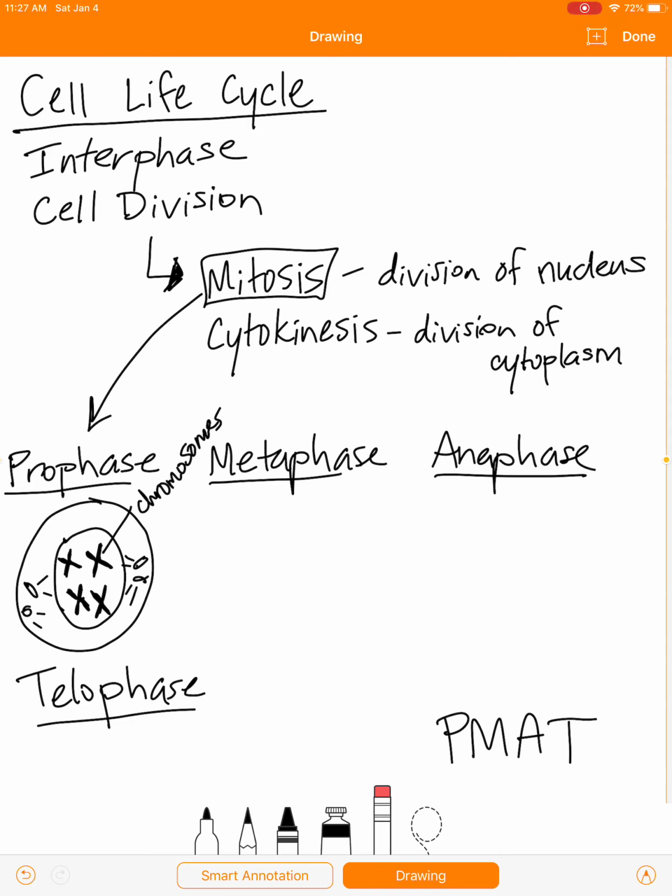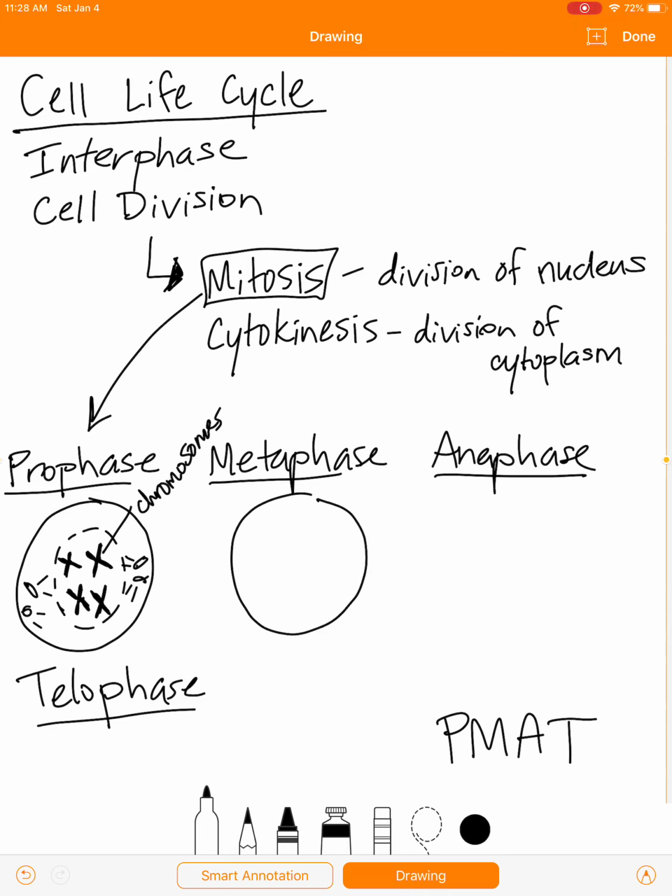Another thing that will happen is the nuclear envelope, which helps separate the inner contents of the nucleus from the outside, will start to degrade or break down. The reason for that is we need the spindle fibers to be able to reach those chromosomes in order to pull them apart. So it's important that the nuclear envelope completely breaks down. In this next stage, you will see that it will be completely gone by the time we enter metaphase.